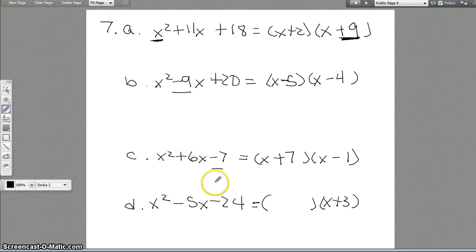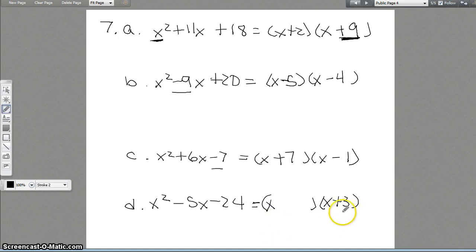So now we're going to do part D, for number 7, which is x squared minus 5x minus 24. This time also they provided us with the second parentheses. It really doesn't matter. And they gave us x plus 3. Well, we know to get this x squared term, we have to multiply this x by another x. So we know we need to start with an x here.